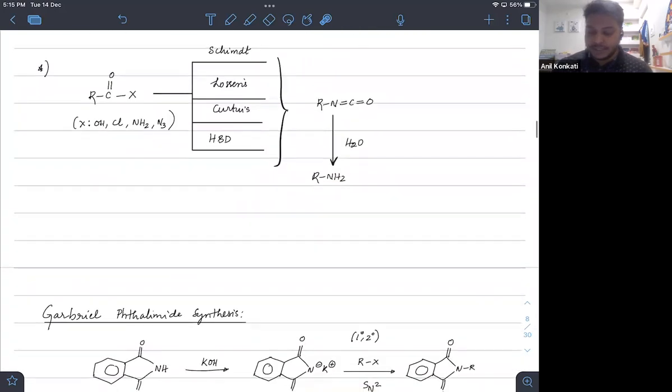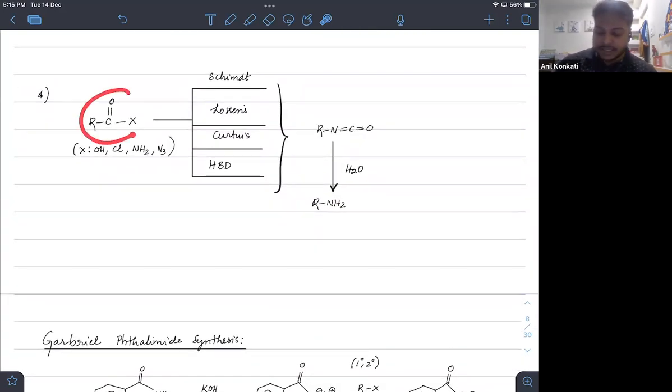So say this. Next one, any acid chloride, or if you take acid, chloride, amines, or N3, any of these forms. One second.